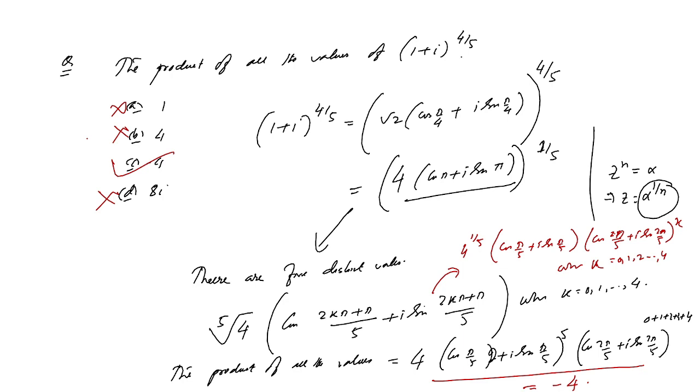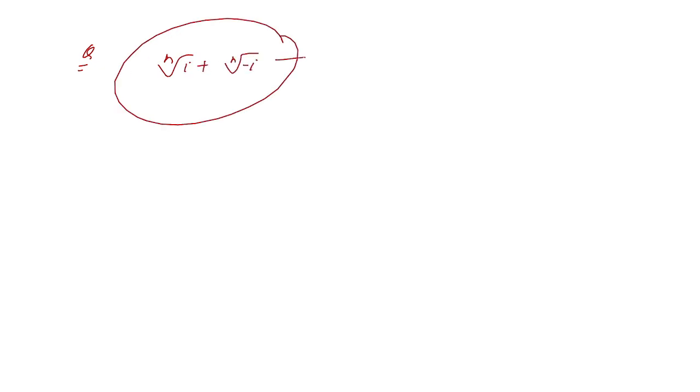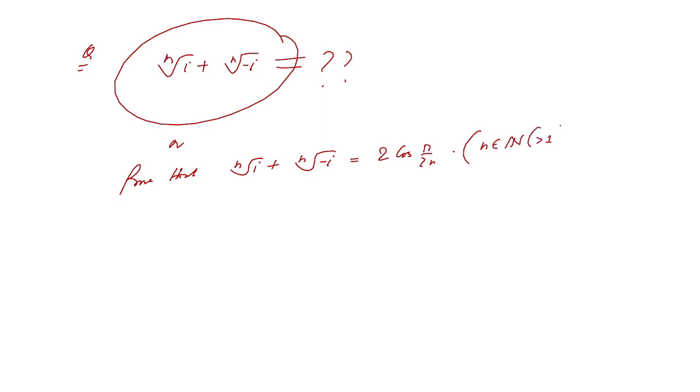Here is one more interesting question that can be given in any kind of examination, as I have mentioned already. What should be the value of the nth root of i plus the nth root of minus i? What should be the sum? So this is one important question. Or the question is like this: prove that the nth root of i plus the nth root of minus i is 2 cos pi by 2n. What is n? N is a positive integer greater than 1, a natural number starting from 2, 3, 4, 5, like that.